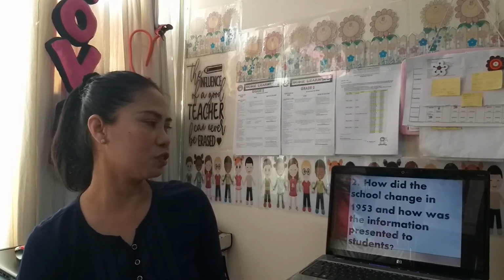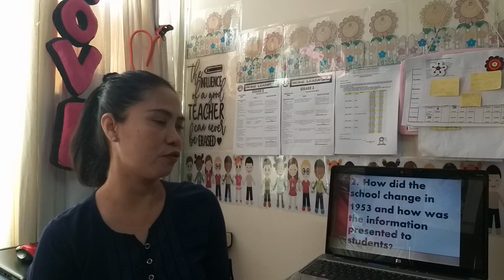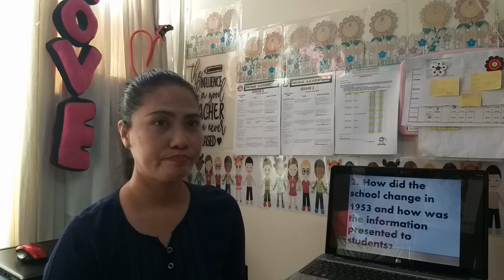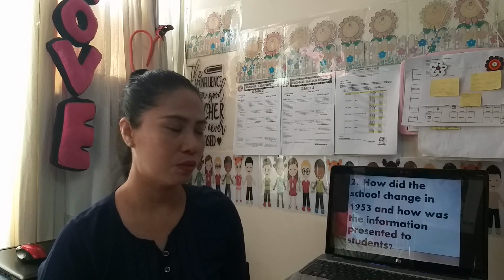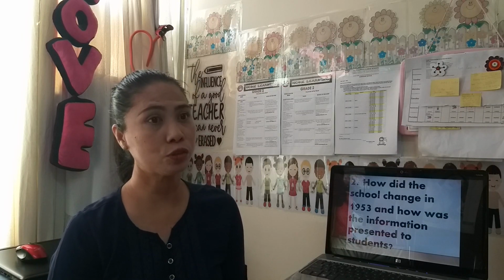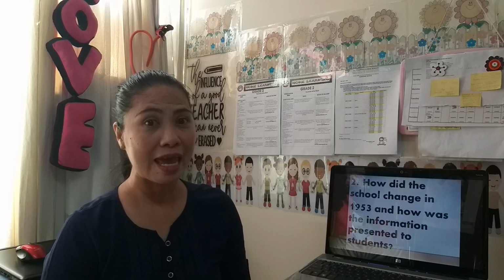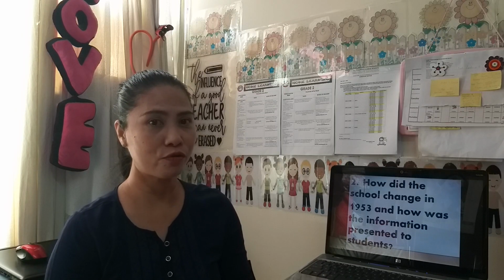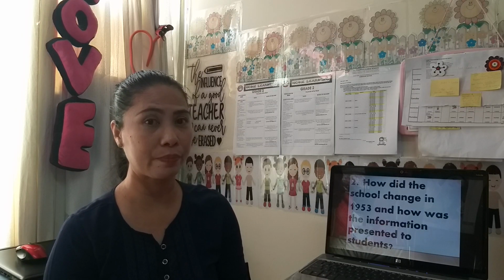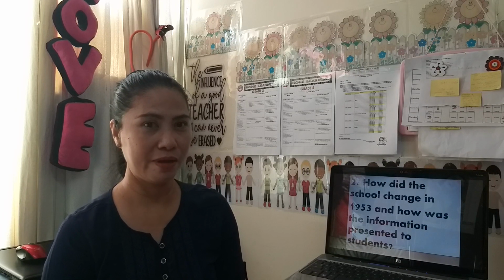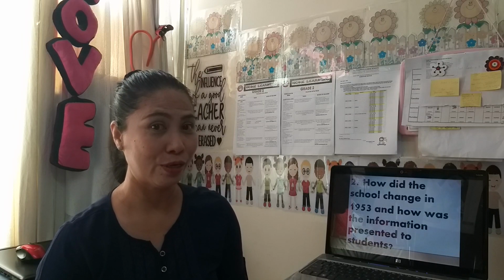Next. How did the school change in 1953 and how was the information presented to the students? So, as I've told you, the schools added some subjects. And how was the information presented to the students? The teachers used blackboard and chalk. They wrote the information on the blackboard, and the students copied the information into their copybooks. And they used slates. Now we use whiteboard.